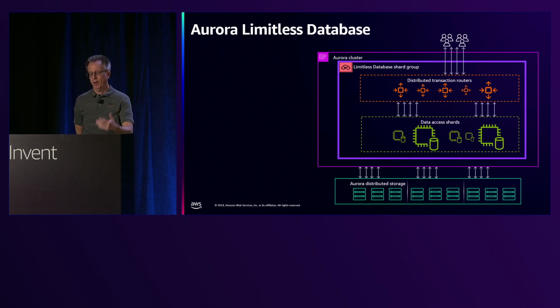And that routing layer is going to route your queries down to the shards, and that's where you're going to get your answers from, and that goes back through the layer to your application. So this scales very well. In our benchmarking, we're above 2 million TPS, which is quite impressive.